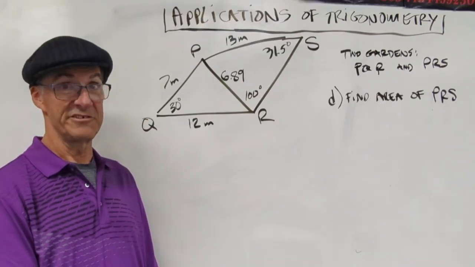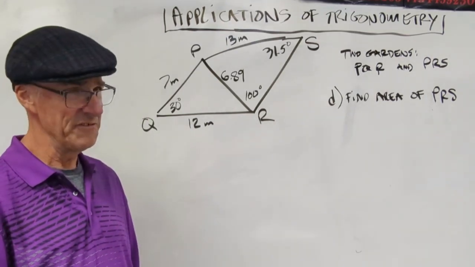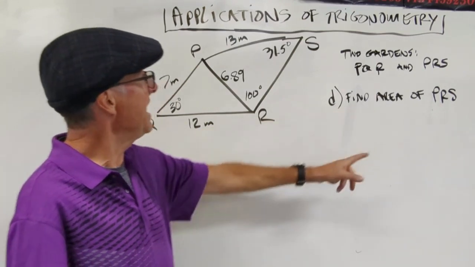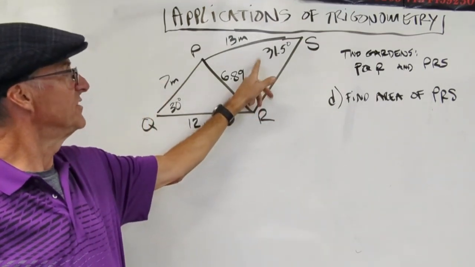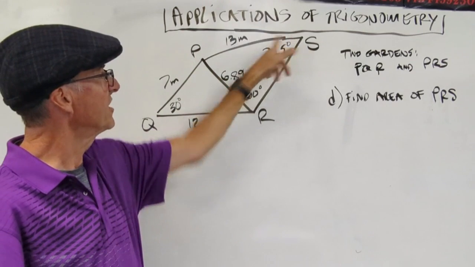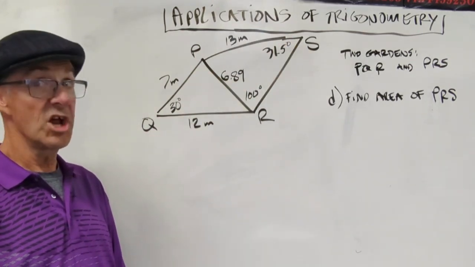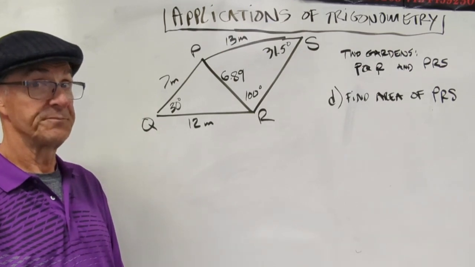One more calculation. Of course, I'm always going to give you one more. So check this out. Part D: find the area of PRS. So that's this triangle here. Go ahead, pause the video.